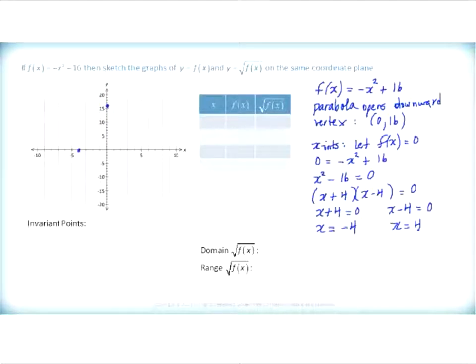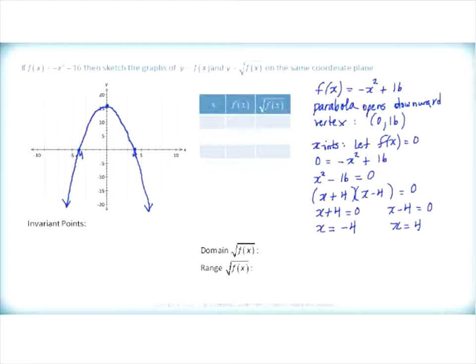These will also provide us with the coordinates of one set of invariant points for the original function and its square root. Knowing what the x-intercepts are and the vertex of the parabola, you can now sketch the graph of the original function. Note that the vertex is a maximum point on this graph. That is important to note because it will also help us to determine the maximum point of the square root function, which helps us to determine the range.